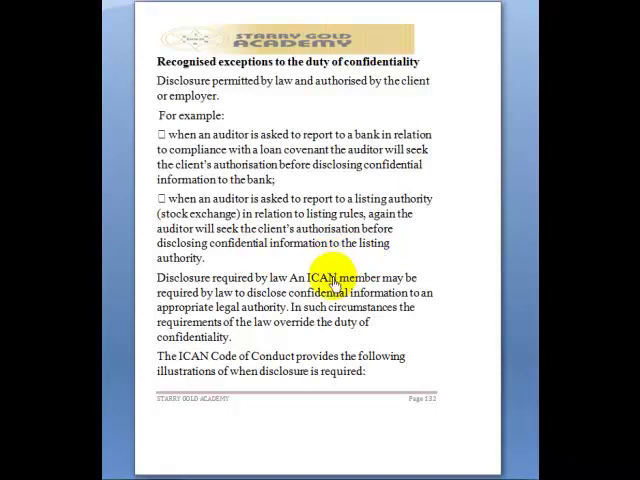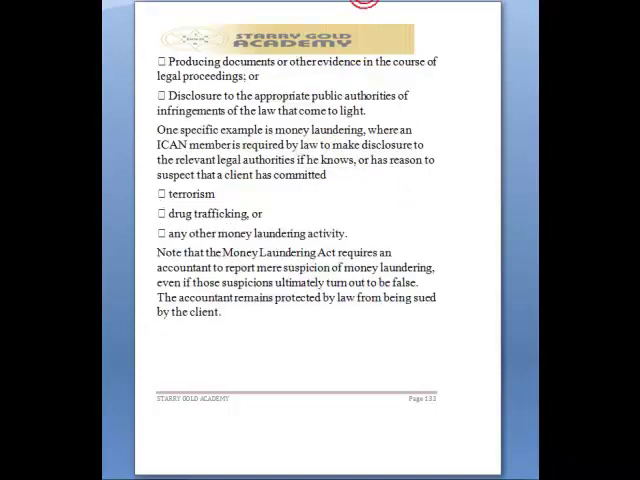An ICAN member may be required by law to disclose confidential information to an appropriate legal authority. In such circumstances, the requirement of the law overrides the duty of confidentiality. For example, when you are required to produce documents in the course of legal proceedings, or disclosure to the appropriate public authorities of infringement of the law that comes to light. For example, money laundering, which we have talked about.